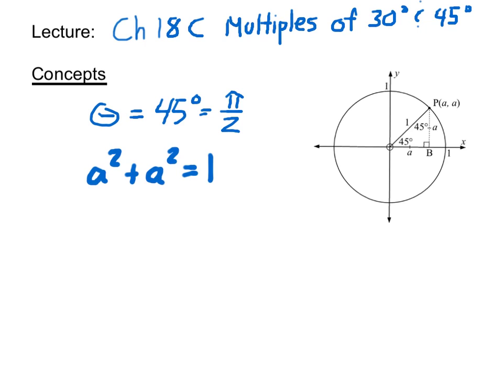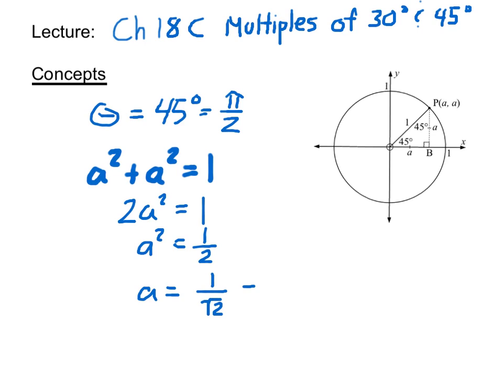And with a little simplification, we get 2a squared equals 1, or a squared equals 1/2, or a is equal to 1 over the square root of 2. And remember, we like to rationalize our denominators, so this is really square root 2 over 2. And that can be approximated to a decimal using our calculator, and we're going to get about 0.707.